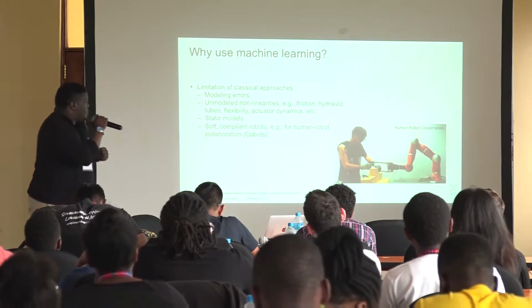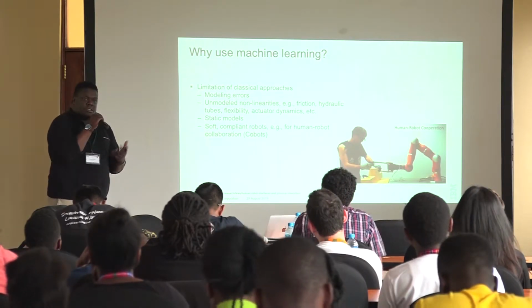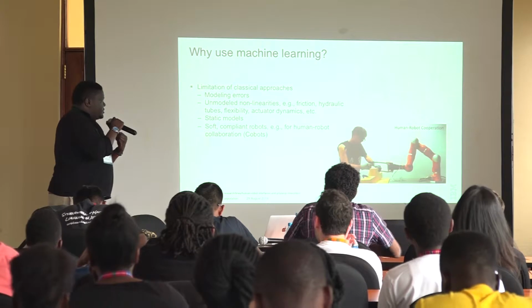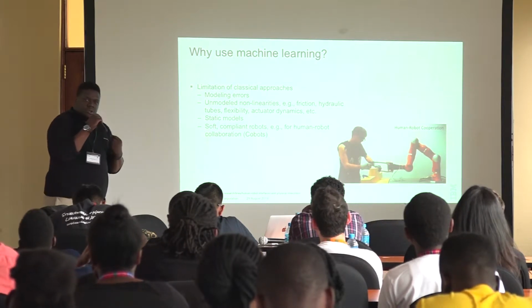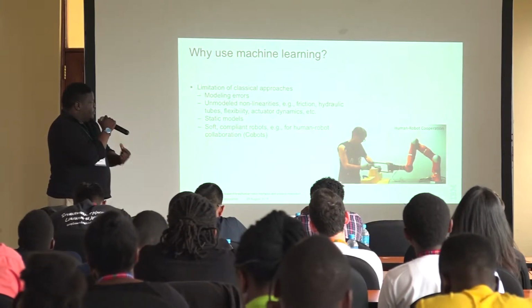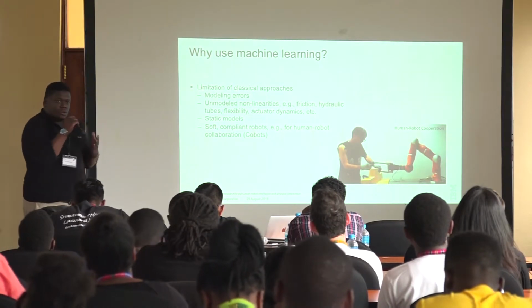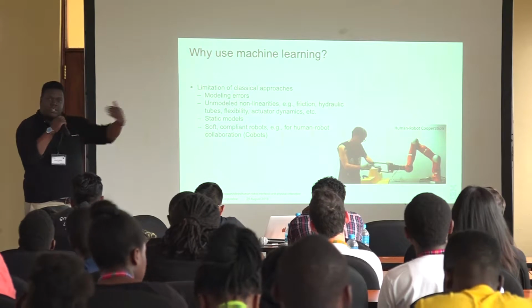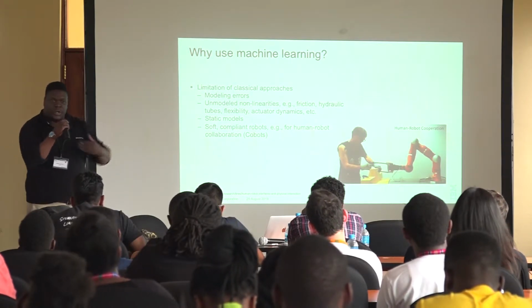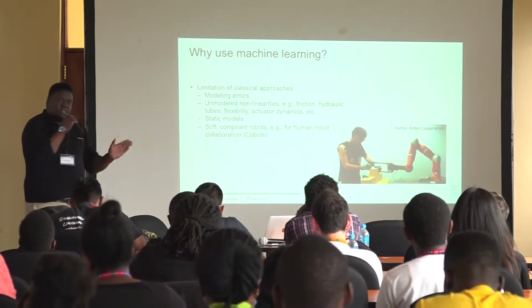However, they do lead to modeling errors, as I mentioned before. And there are some nonlinear factors that you do not incorporate into your model. And the model that you actually get is static. So if your robot changes over time due to degradation or wear and tear, your model doesn't actually adapt.